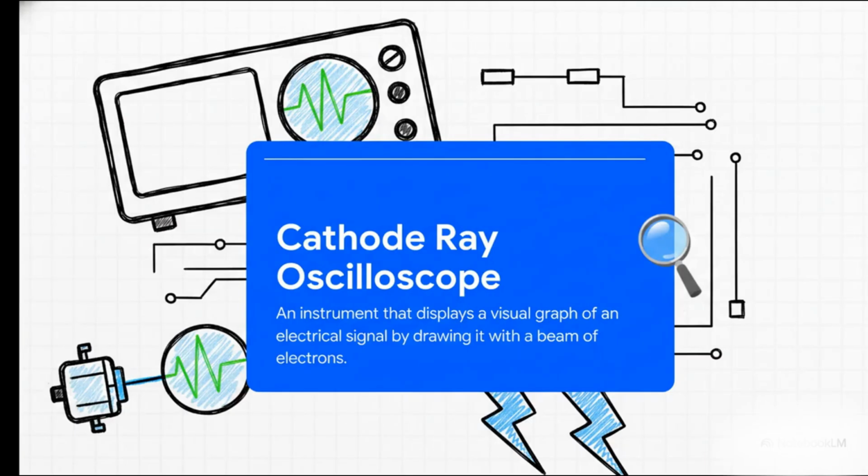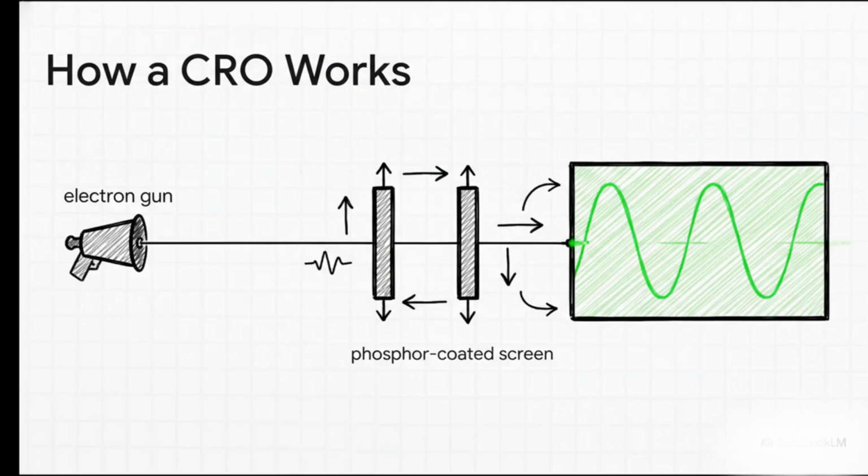And the answer was the cathode ray oscilloscope, or CRO. Instead of using a physical needle, the oscilloscope uses a weightless, lightning-fast beam of electrons as its pen. This beam can be moved almost instantly, which lets it trace out a perfect picture of even the most ridiculously fast electrical signals. So how does it pull off this magic trick?